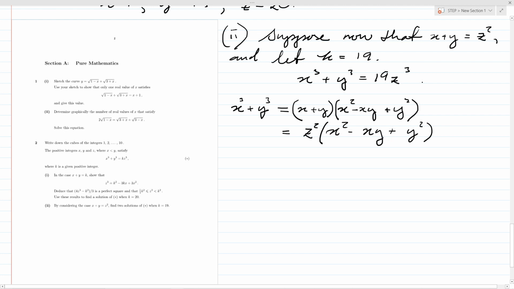So what we can see, as I said before, is that this is all equal to 19z cubed, so we can cancel out and just get a z. Then we get z cubed times 19 is equal to z squared times this stuff, x squared, subtract xy, plus y squared. This problem would be quite hard unless you knew this identity here.